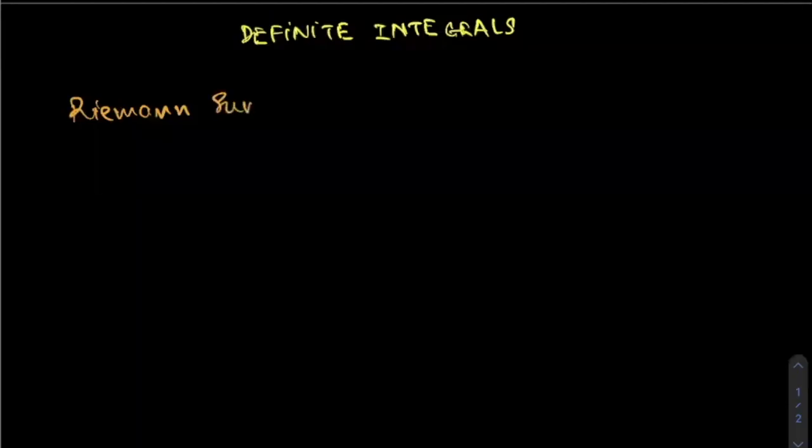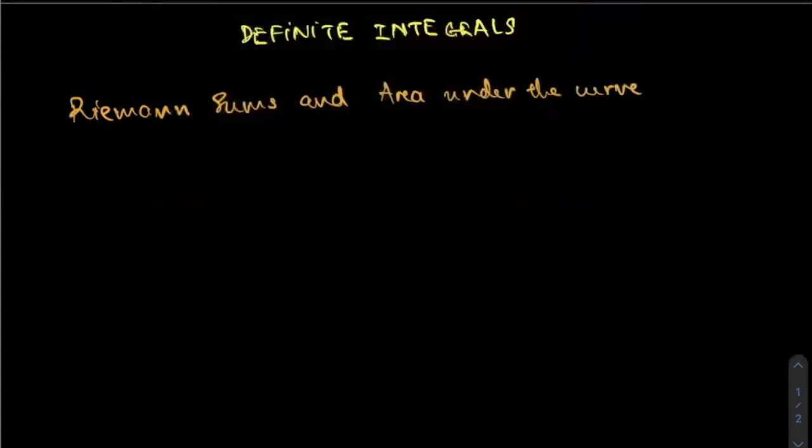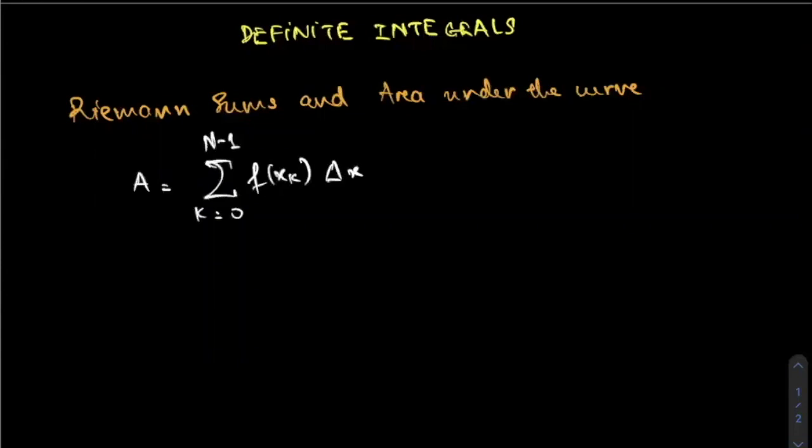So, Riemann sums and area under the curve. For this, we have the general formula for the area under the curve. We have the summation of f of x sub k times delta x, for k equal to 0 to n minus 1. This is the left endpoint approximation.